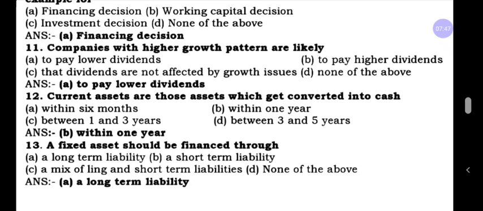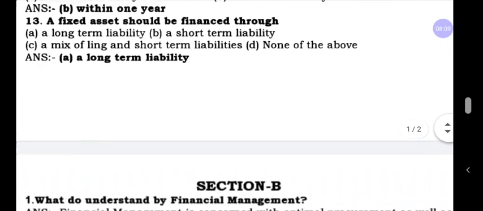Question number 13. A fixed asset should be financed through: A long-term liability, B short-term liability, C a mix of long-term as well as short-term, D none of the above. The answer is long-term liability. Always, if you want to purchase a fixed asset, do it through long-term liability. These are the 1-mark questions you can expect for the final examination.